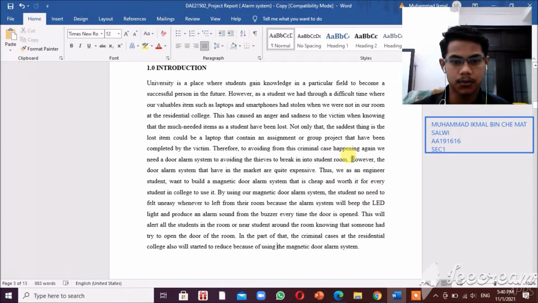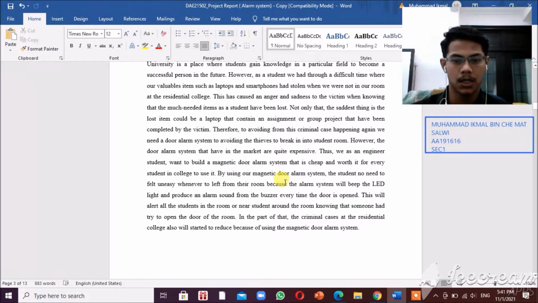However, the door alarm systems available in the market are quite expensive. Not every student can afford to buy one. Thus, as engineering students, we want to build a magnetic door alarm system using a Hall sensor that is cheap and worth it for every student in college to use.